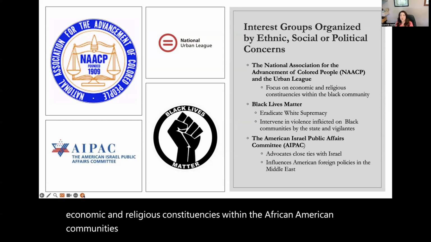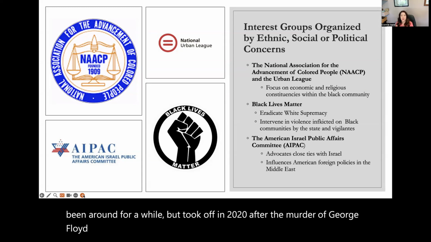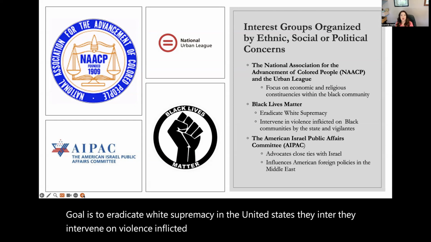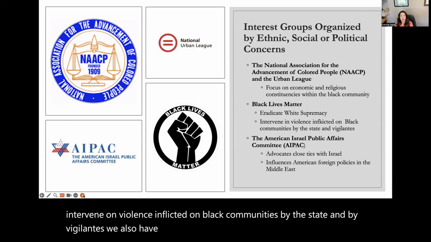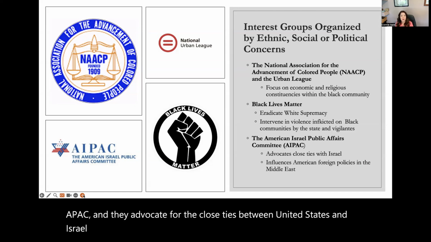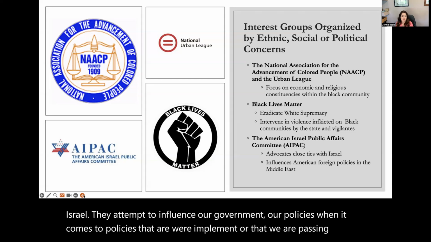The Black Lives Matter movement has been around for a while, but really took off in 2020 after the murder of George Floyd. Their goal is to eradicate white supremacy in the United States. They intervene on violence inflicted on Black communities by the state and by vigilantes. We also have the American Israel Public Affairs Committee, or AIPAC, and they advocate for close ties between the United States and Israel. They attempt to influence our government, our policies, when it comes to policies that we are passing regarding the Middle East.